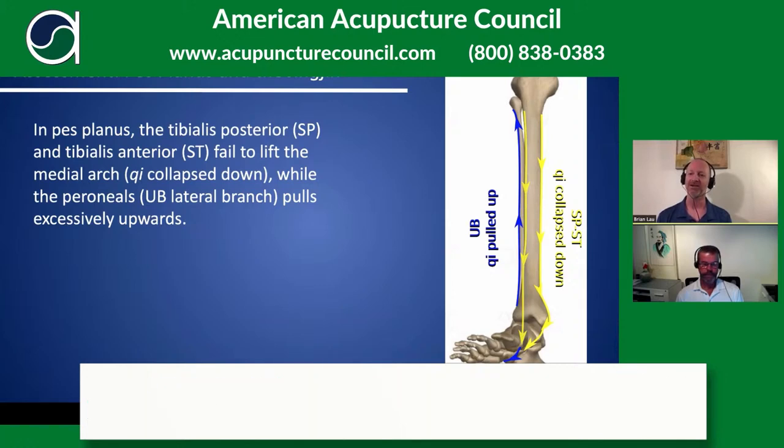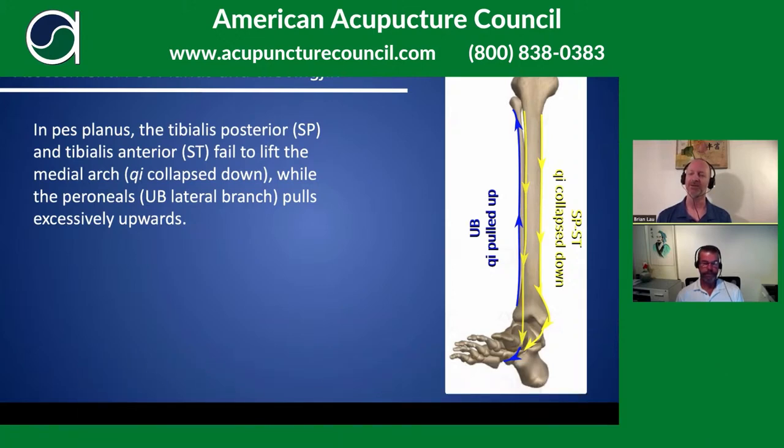Tib anterior on the stomach side is also a big part of that because it crosses over and attaches to the medial arch. Both of those really help lift the medial arch. And then you have the upward pulling from the urinary bladder channel sinew, especially through the Peroneus Longus and Brevis, which we'll look at.